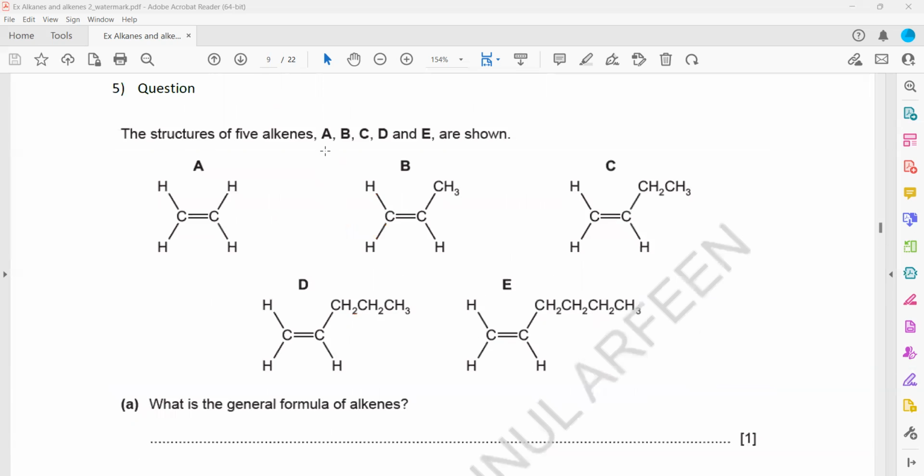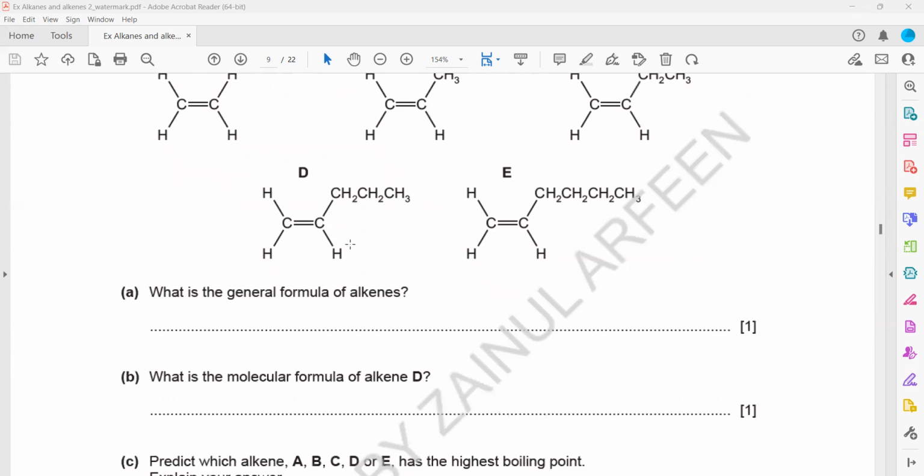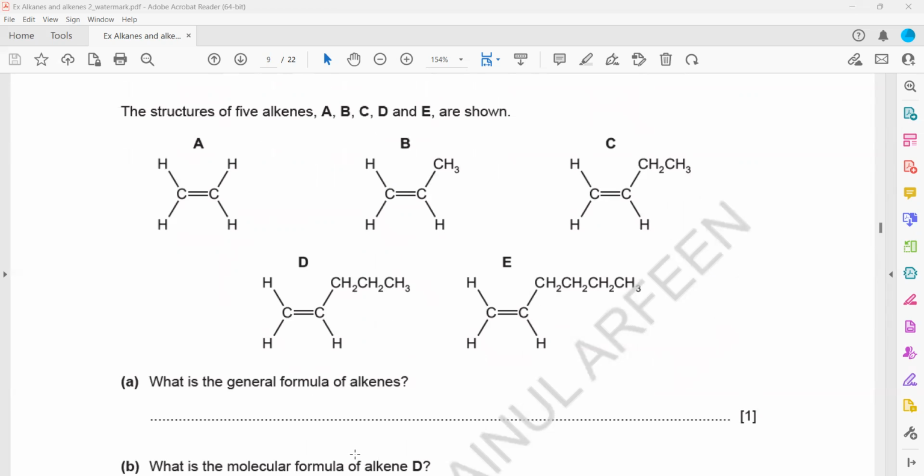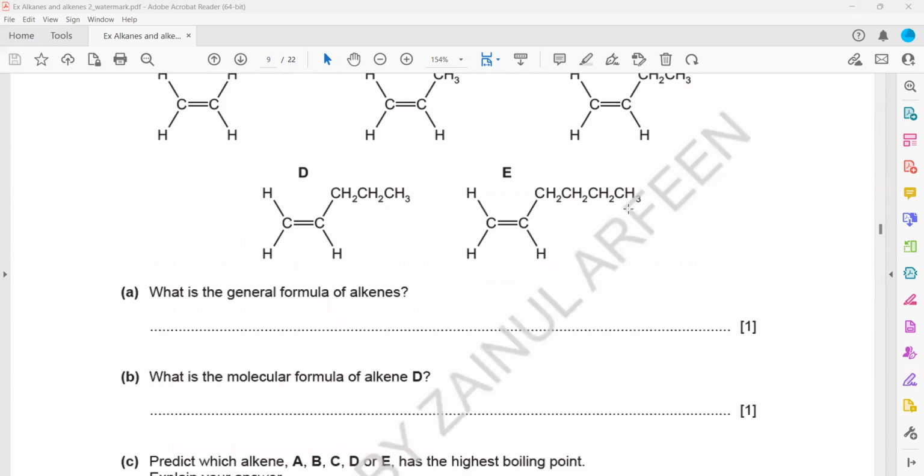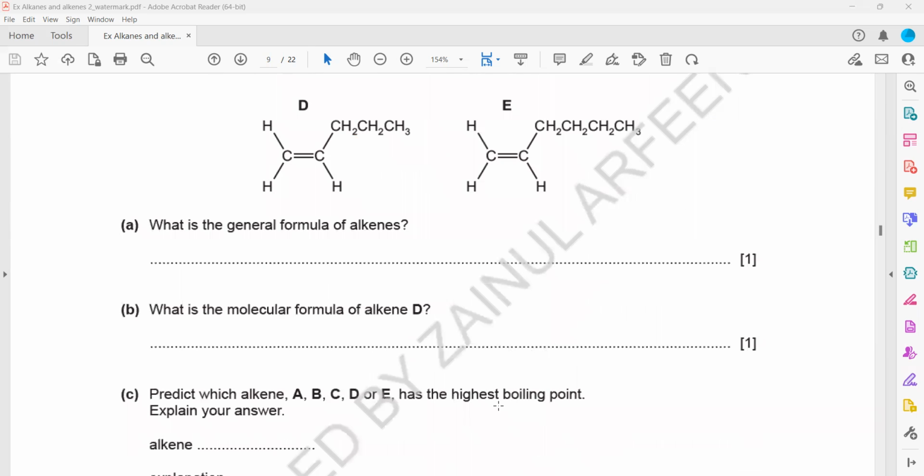The structures of 5 alkenes A, B, C, D, and E are shown. What is the general formula of alkenes? Carbon-carbon double bond, CnH2n. Yes, the general formula is CnH2n, which tells us the number of hydrogens. You can also use the chat, your mic, or the screen annotation to answer.